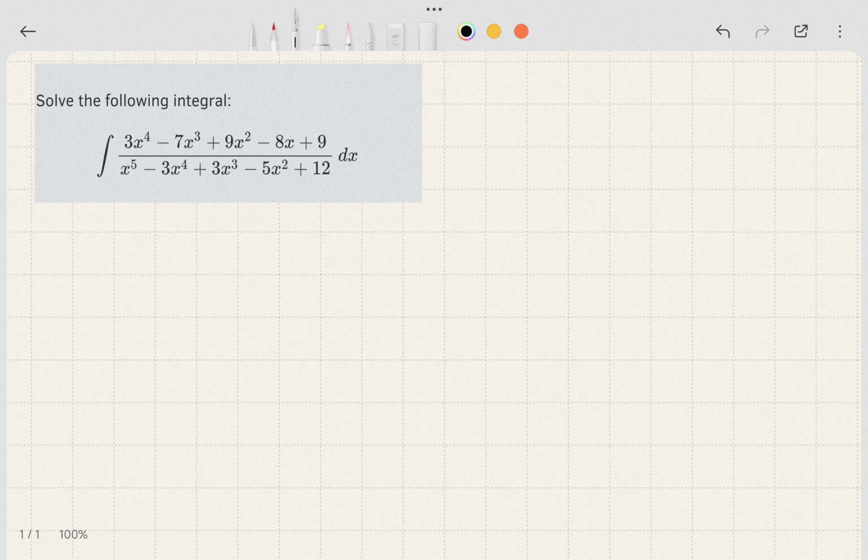So the question is very clear. It asks you to solve this indefinite integral. We're given this whole chunk of integral, and it seems very frightening indeed. Now what we've got to do is think about some techniques of solving integrals.